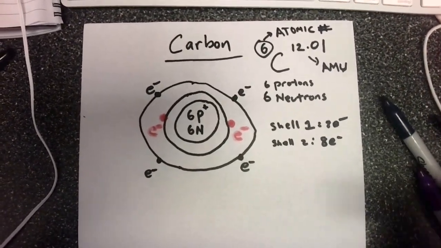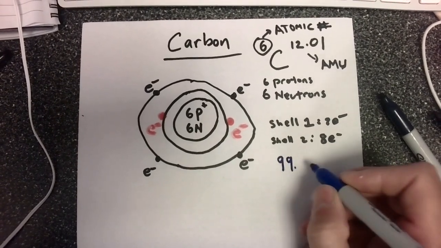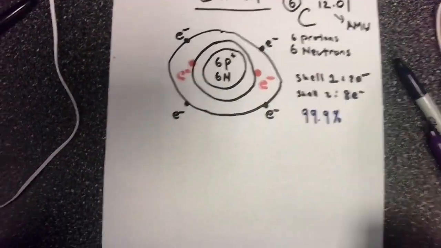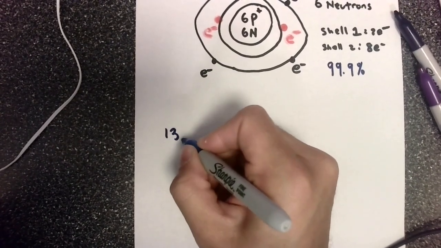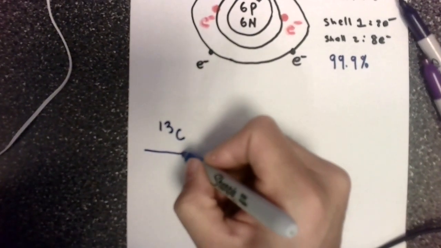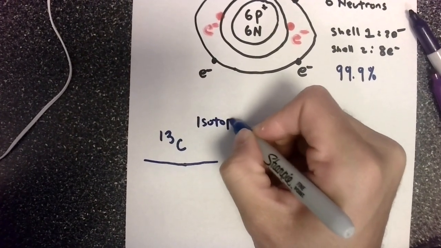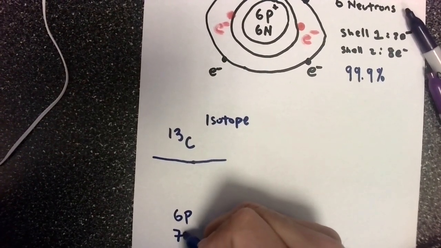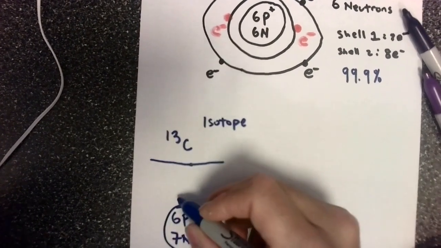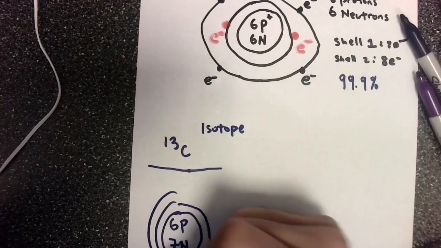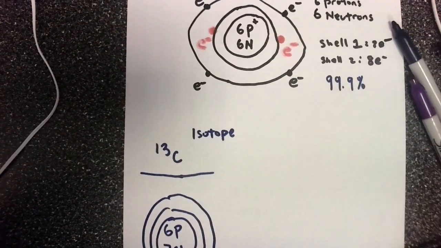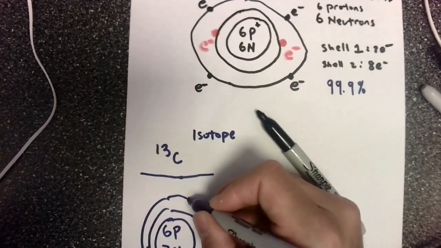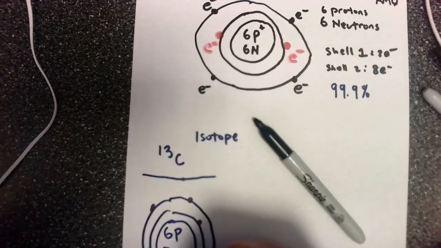Something like 99.99% of carbon is going to be in this form. But there are other forms. We also have carbon-13. Carbon-13 is an isotope, meaning it's a variation. And in this case, we have still 6 protons, but we have 7 neutrons. So I'm going to draw very quickly the same structure, simply adjusting the total number of neutrons. The number of electrons have not changed.